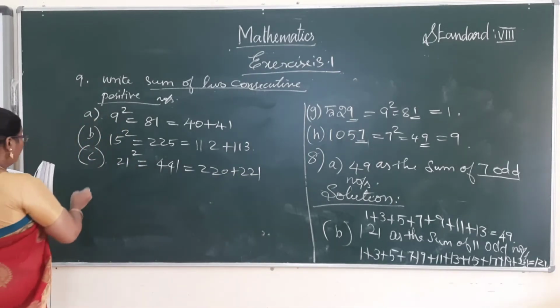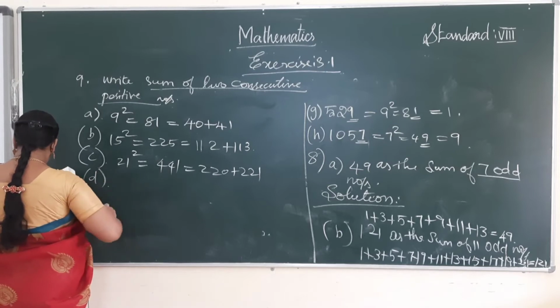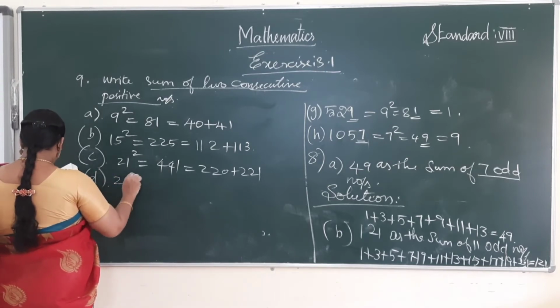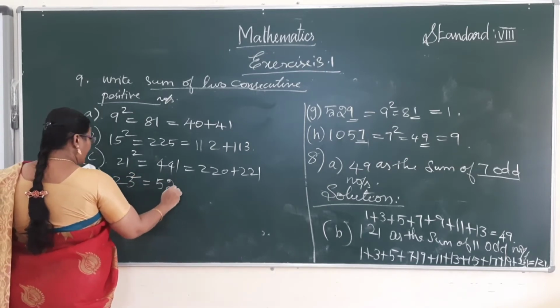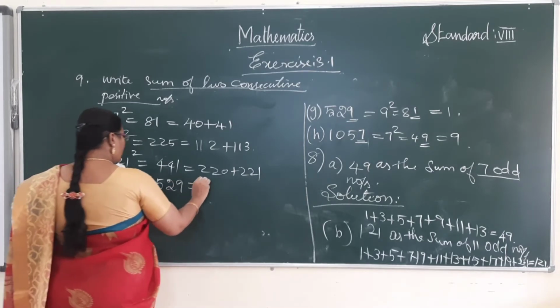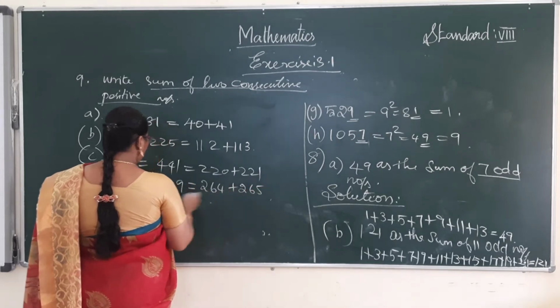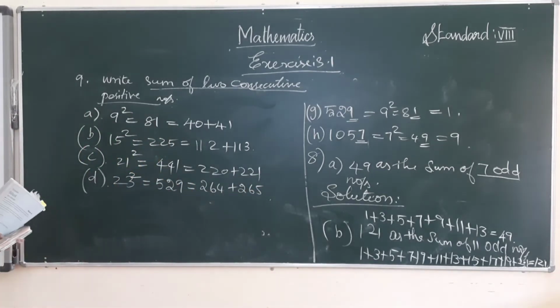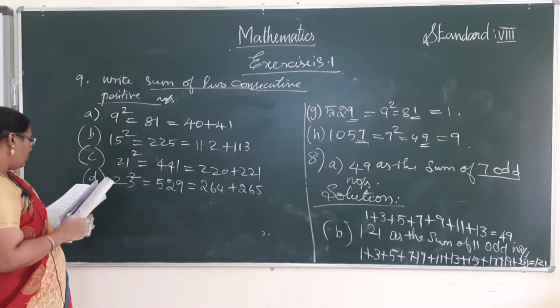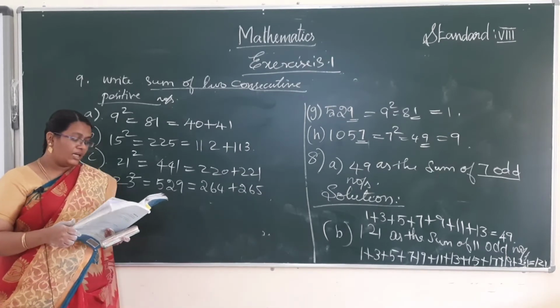Okay, and then D, 23 square. What is the value? 529. It can be written as 264 plus 265. Add these two values, we get the square value of 23 square. So remaining three problems are homework, E, F, G.